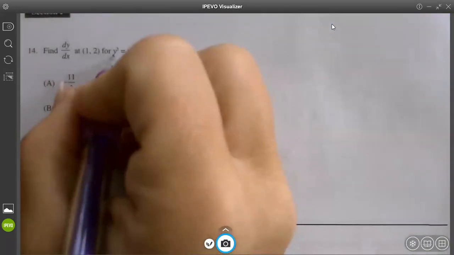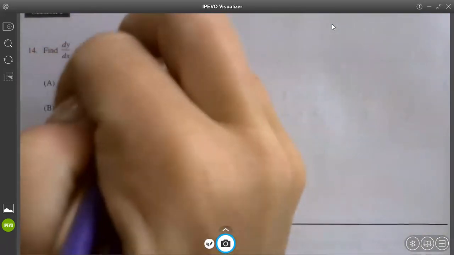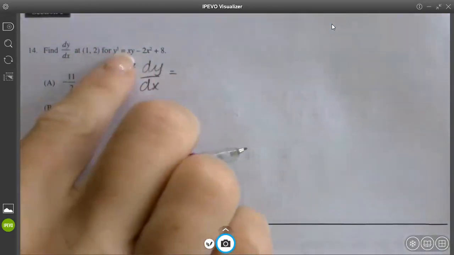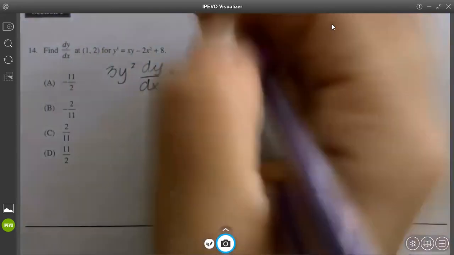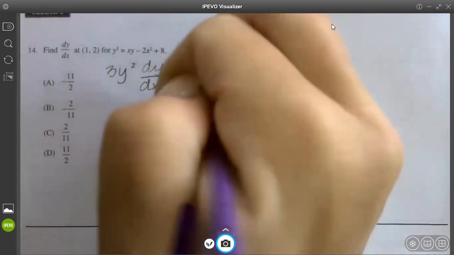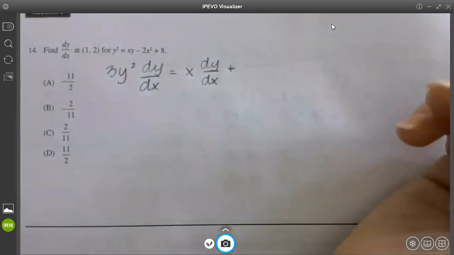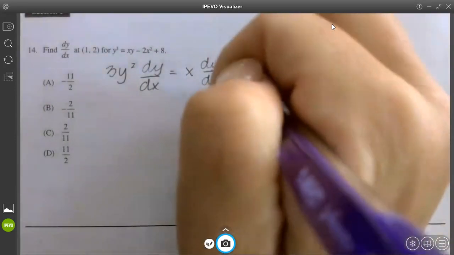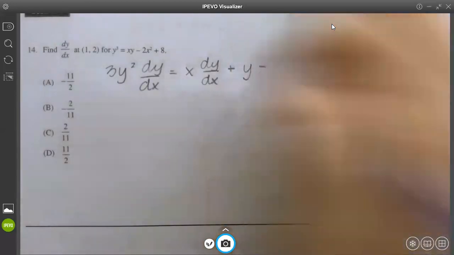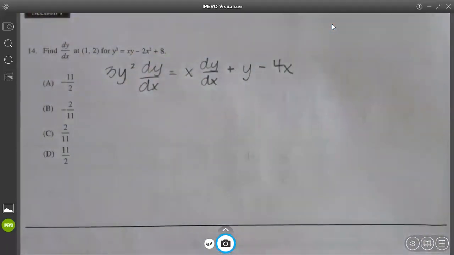So the derivative of y cubed is equals, what do I do for this one? Product rule. So I'm going to do x times the derivative of y, which is dy dx, plus just y, minus 4x, and then the 8 goes away.